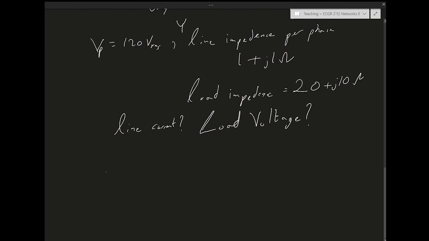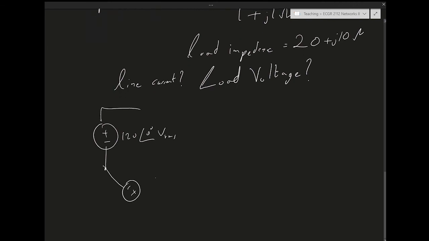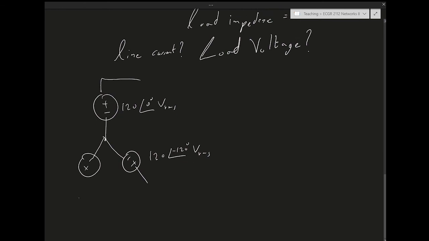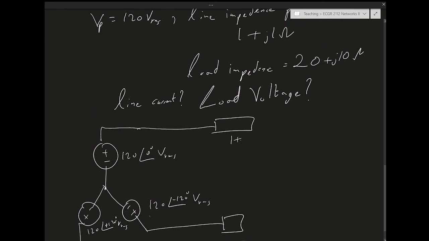Let's draw the circuit. I have 120 volt RMS at 0 degrees, and then I have my other source, 120 at minus 120 degrees volt RMS. Then I have my third source, 120 at plus 120 degrees volt RMS. And then there's a line impedance in between. There's a transmission line, and the impedance is just 1 plus J1. And then the loads are a Y.